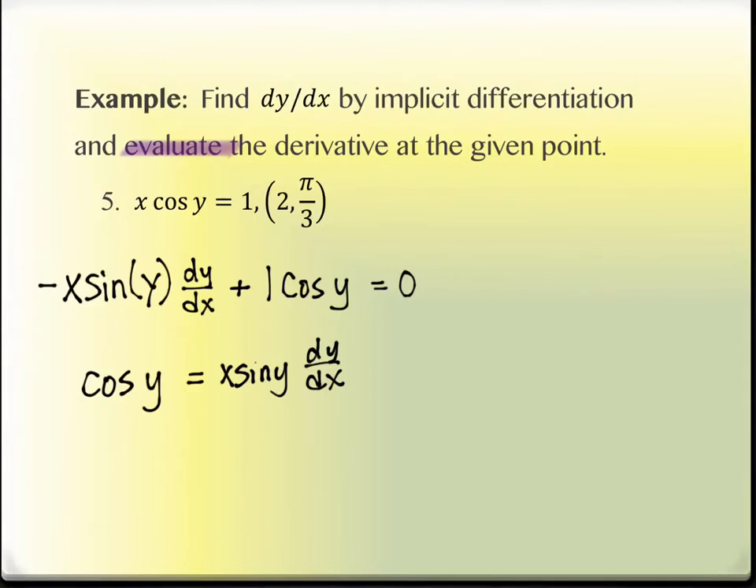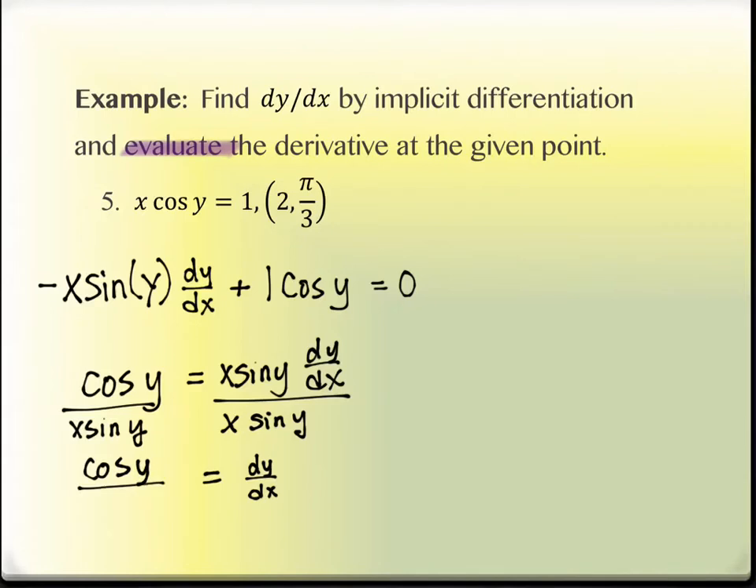Then what would I do? Divide by what? X sine y. That's right. Okay, so I have dy dx isolated now. And the derivative itself is actually cosine of y over x sine y. We could actually rewrite cosine over sine in a different fashion if we wanted to. There's actually a more compact way to write it. It's cotangent. That's not what we're really caring about right now because we're trying to evaluate it at a point.